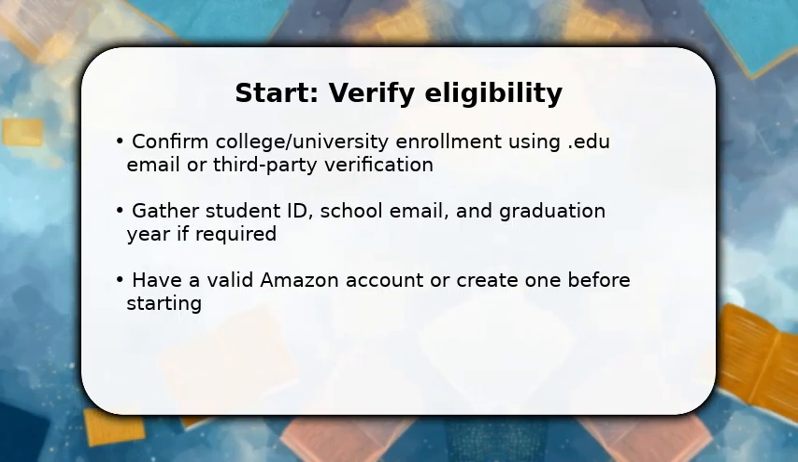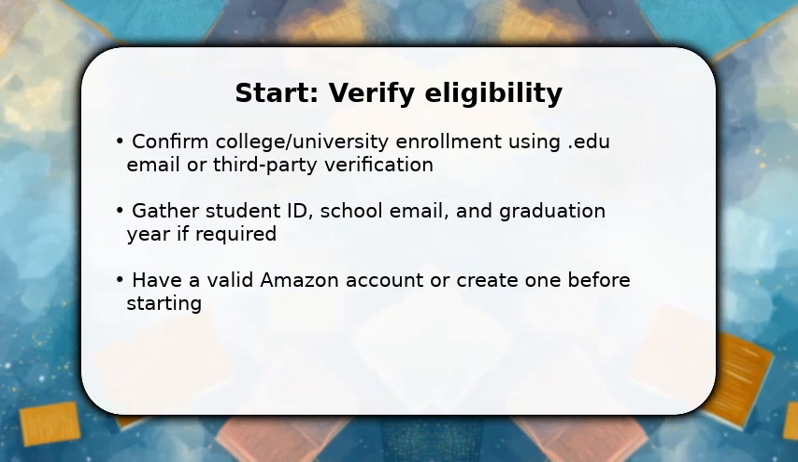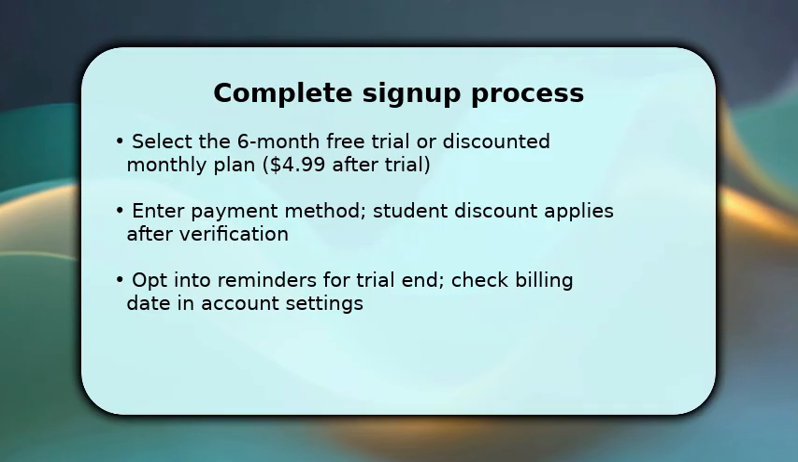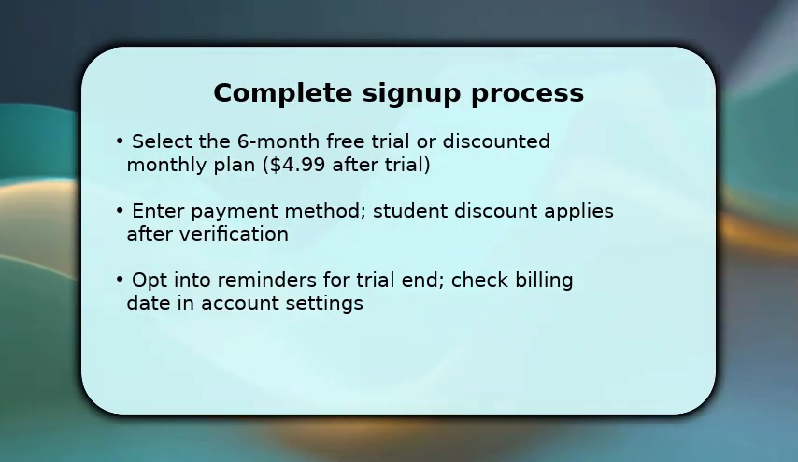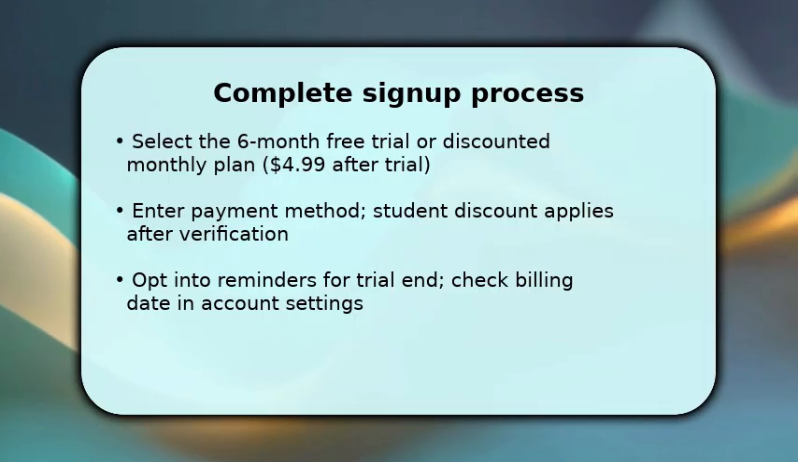This immediate verification step matters because Amazon uses it to confirm eligibility and start. After verification, pick the Prime student offer you want, typically a 6-month free trial, then a discounted monthly rate. Add a valid payment method now. Amazon requires it even during trials, and you won't be charged until the trial ends.